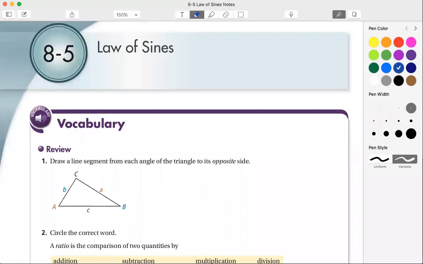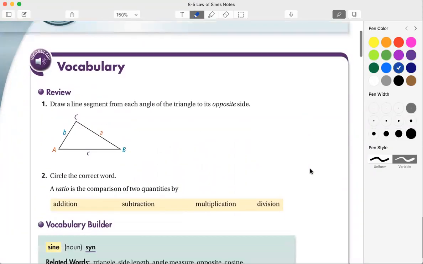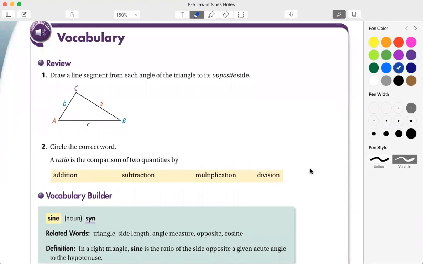All right, section 8-5, the law of sines. Let's draw a line segment from each angle to the angle opposite. So angle A, the side opposite is side A. Angle B, the side opposite is side B. And angle C, the side opposite is side C.